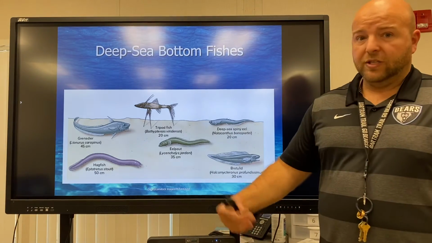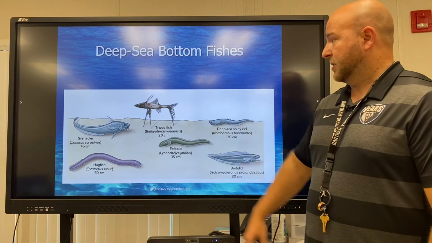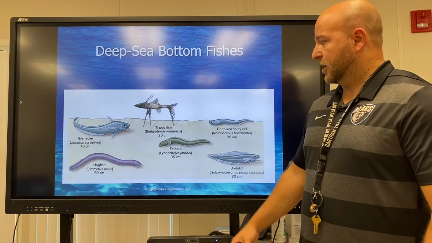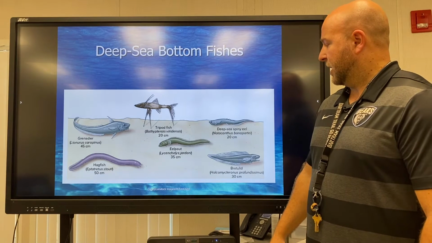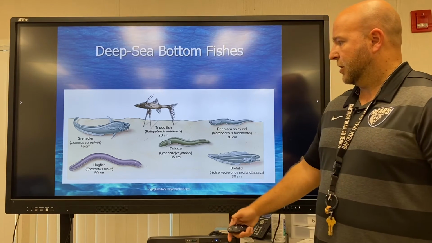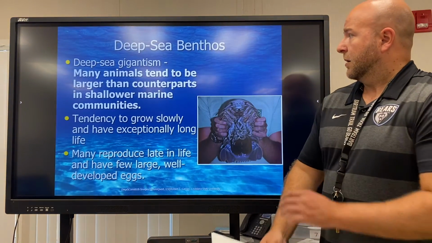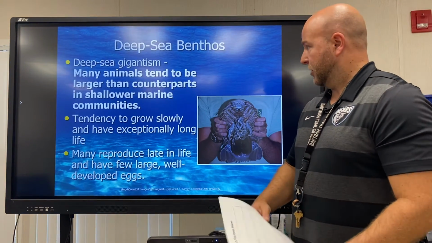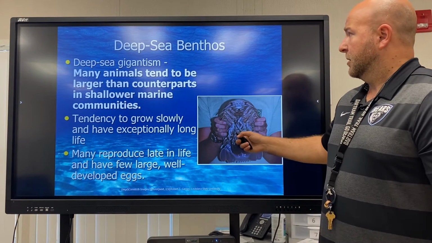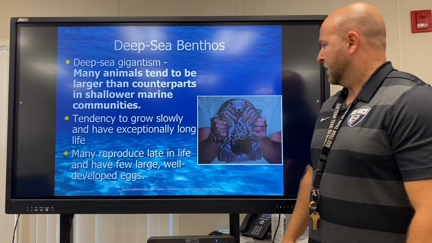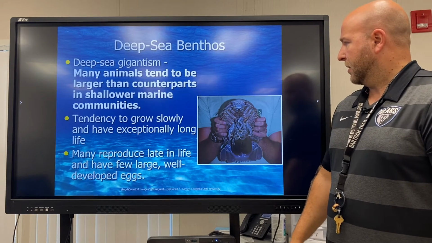Including some fish that live at the bottom. Our benthos here in the deep sea are not just crustaceans. We do have some fish that stay along the bottom and feed off of that marine snow. And then many of them tend to be larger than their counterparts, like that copepod there.